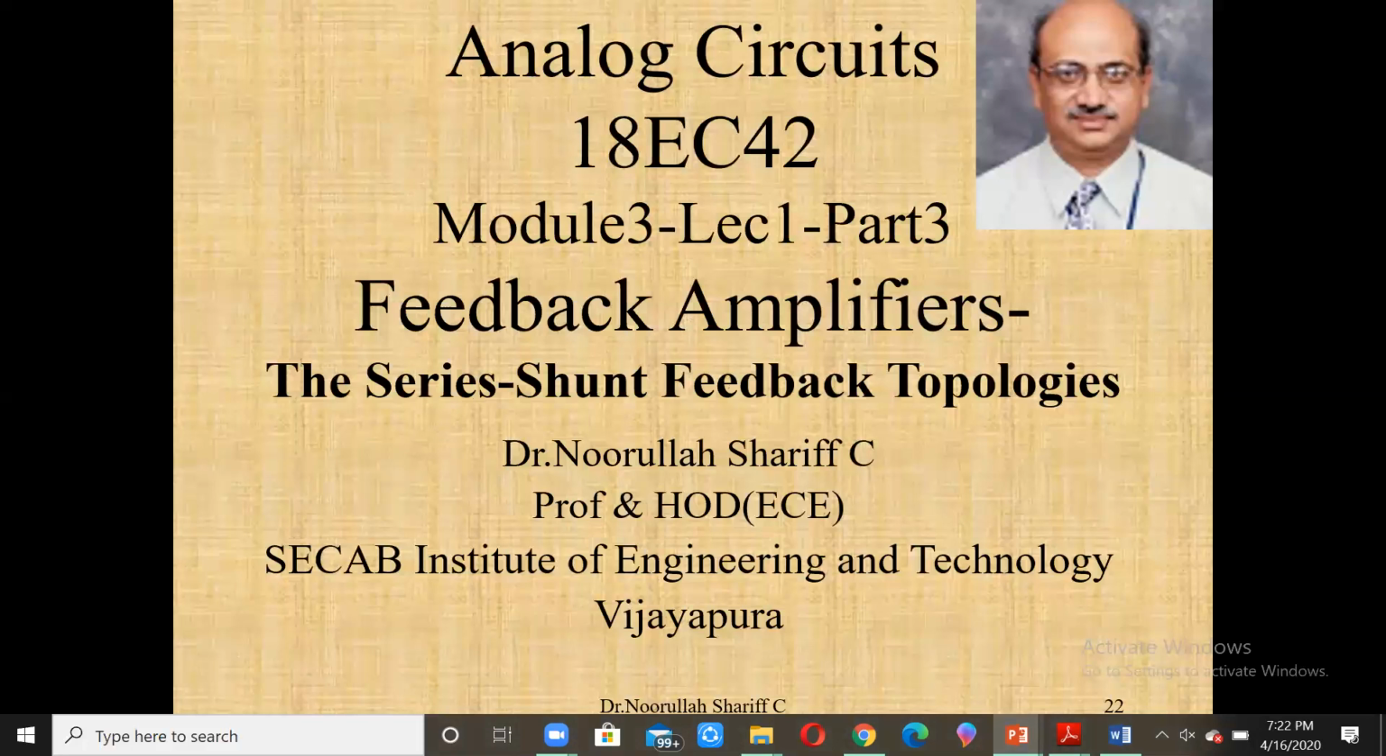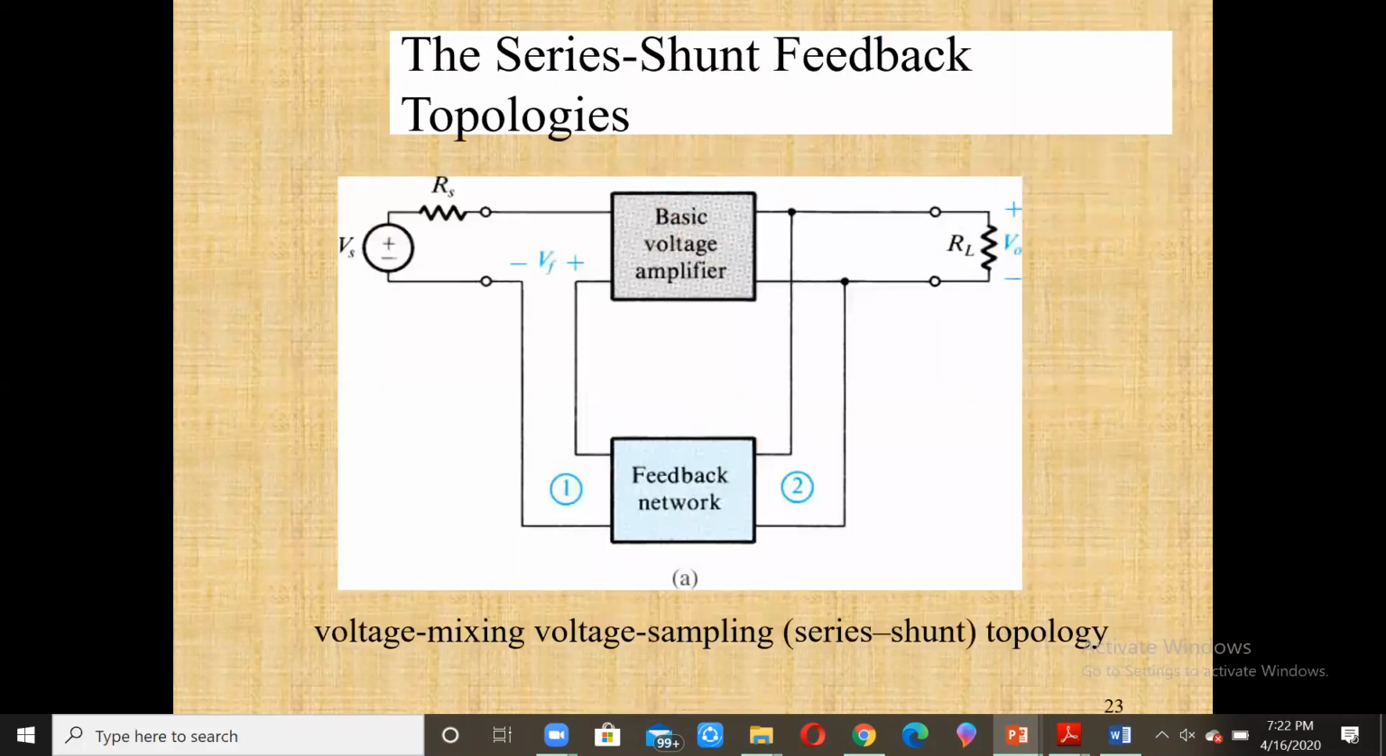Now coming to Part 3, we are in the series shunt feedback topology, and this corresponds to the voltage amplifier. So we have here a voltage amplifier, which is series shunt topology. That is, at the input side we are doing the series mixing. At the output side we are sampling the output voltage, which corresponds to the shunt.